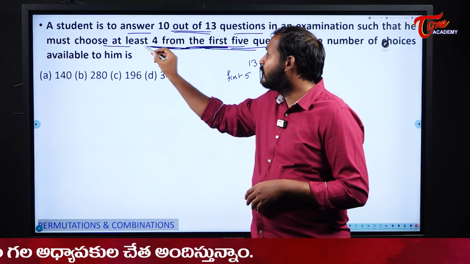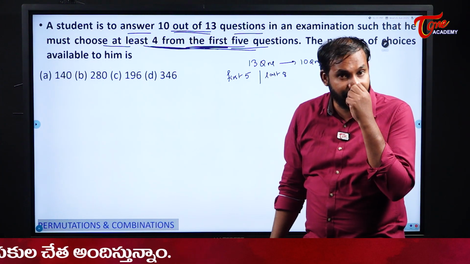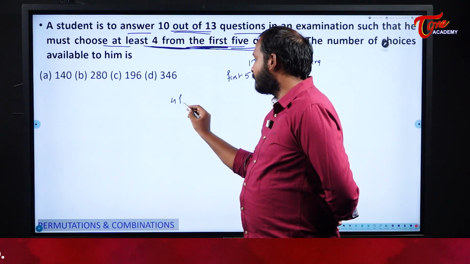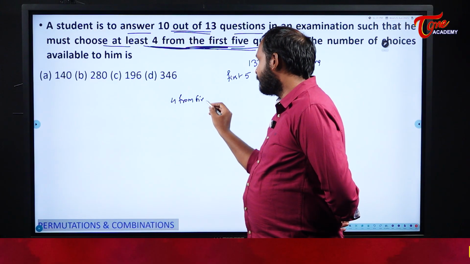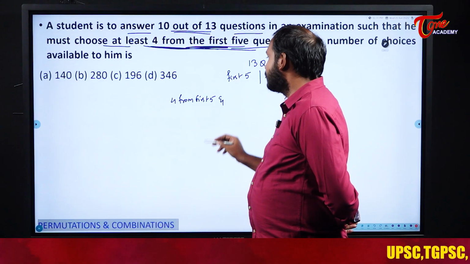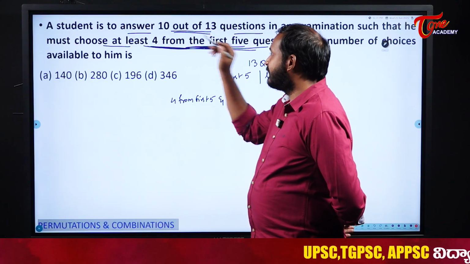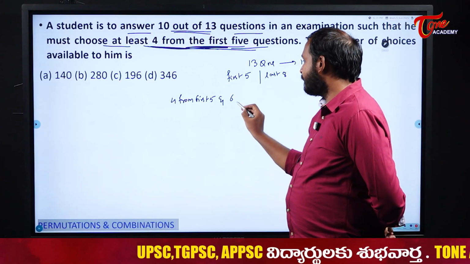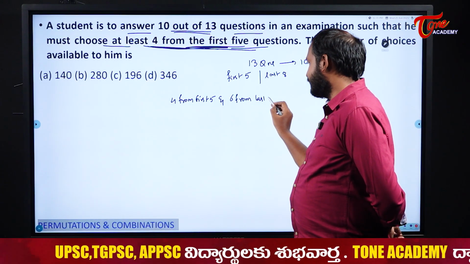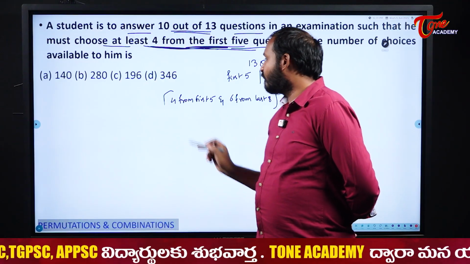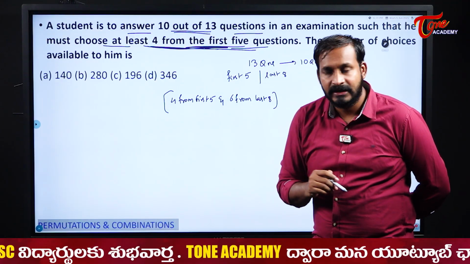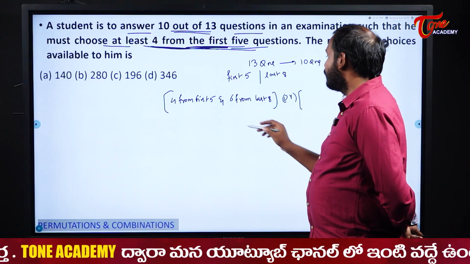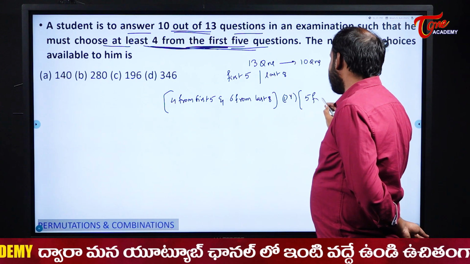Now what you need to do? At least 4 from the first 5. Now write the condition. 4 from the first 5 and total you need to attempt how many? 10. That means how many more are there for me? 6. So 6 from the last 8. Am I correct? 4 from first 5 and 6 from last 8. Or what you need to do? 5 from first 5. Why? Because at least means what?